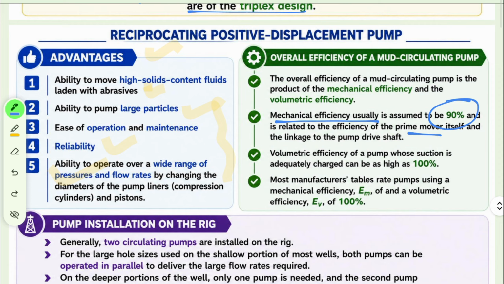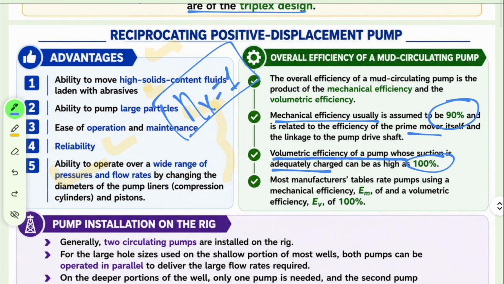And the volumetric efficiency of a pump whose suction has adequate charge can be as high as 100%. So what does it mean? If nothing is mentioned about the volumetric efficiency in the question, you can consider that the volumetric efficiency is equal to 1 or 100%, right. Most manufacturing tables rate the pump using the mechanical efficiency, which is represented by EM, and the volumetric efficiency EV, right. Now pump installation on the rig.